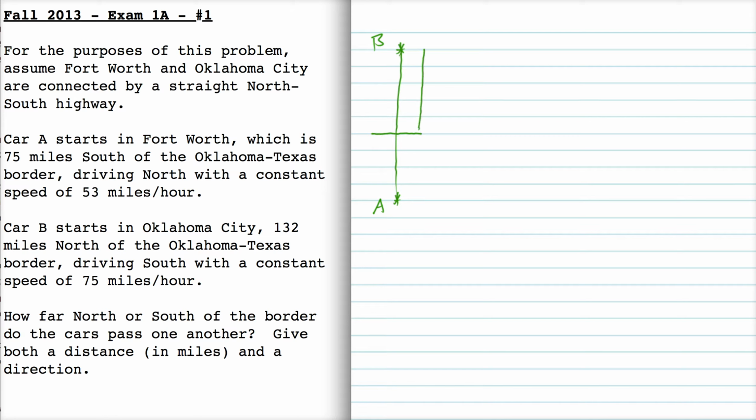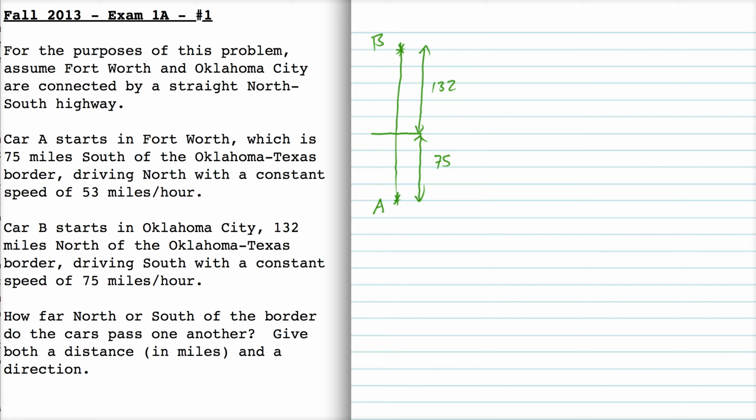So car B is 132 miles north, and car A is 75 miles south. So I guess the easiest way to do this is to use our equations: distance equals velocity times time.